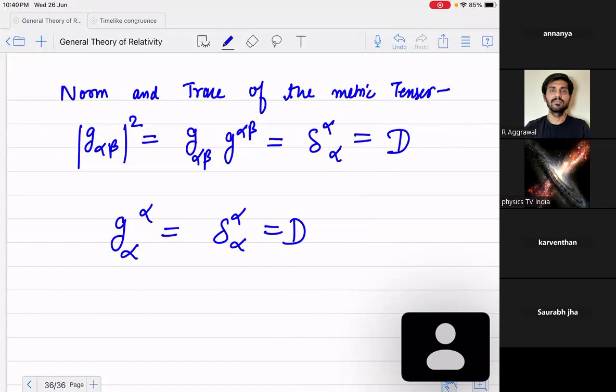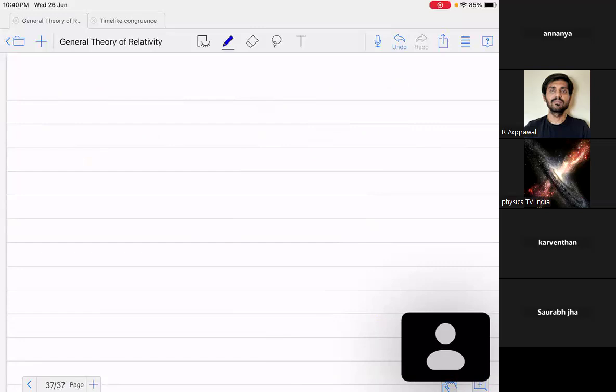Okay. So consider a rank 2 tensor for special relativity purpose. Consider a rank 2 tensor. So T alpha beta is a rank 2 tensor. It is covariant. You want to convert it into the contravariant.